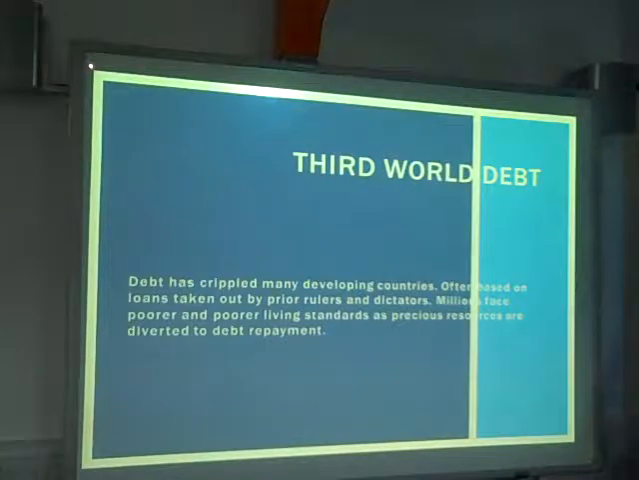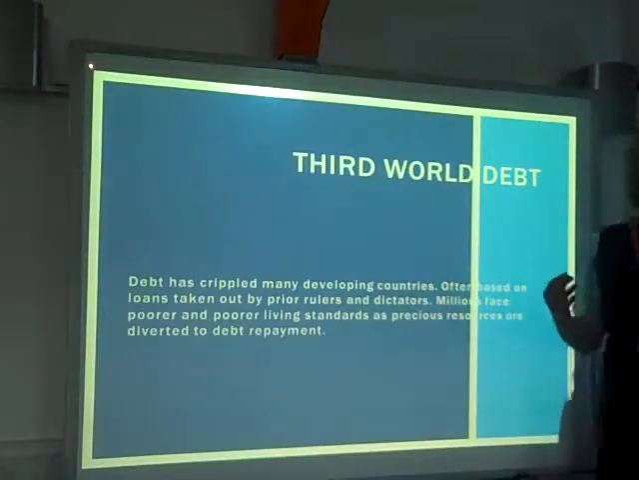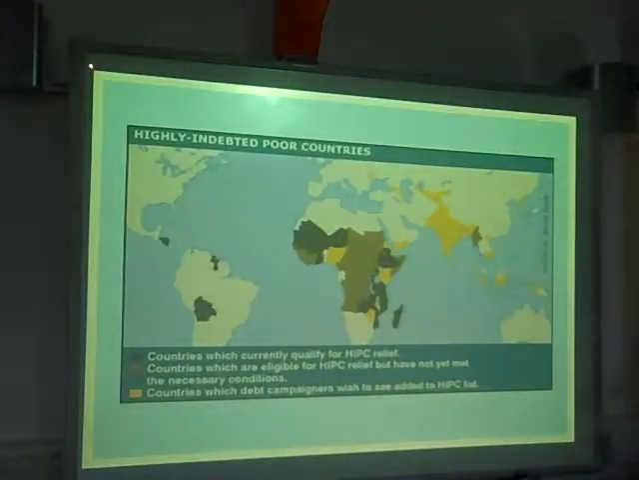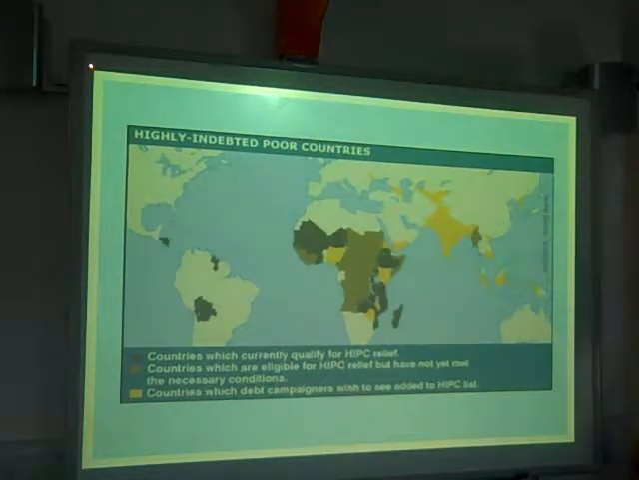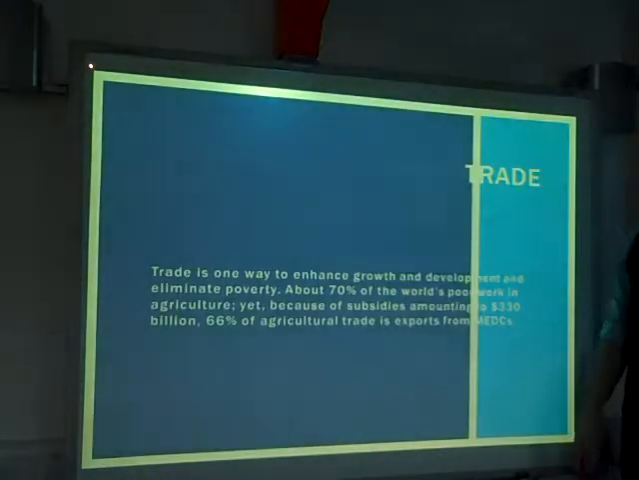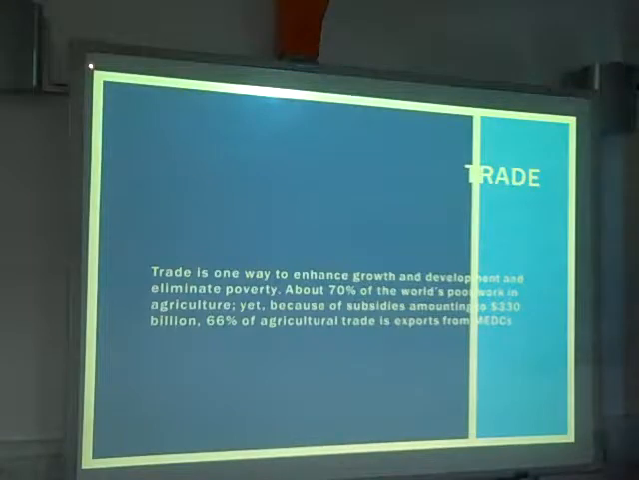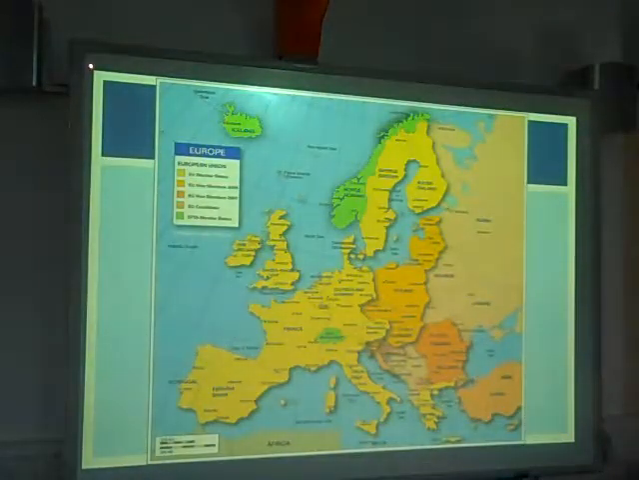So, debt. It's crippled many poor countries. Often it's passed on loans taken out by prior rulers and government systems. So for example, if you look at highly indebted countries, you can see that most of those are in sub-Saharan Africa. Trade is another issue. Trade is one way that growth can really be enhanced, but about 70% of the world's poor actually work in agriculture, and a lot of that is actually in subsistence agriculture, which can't be traded.